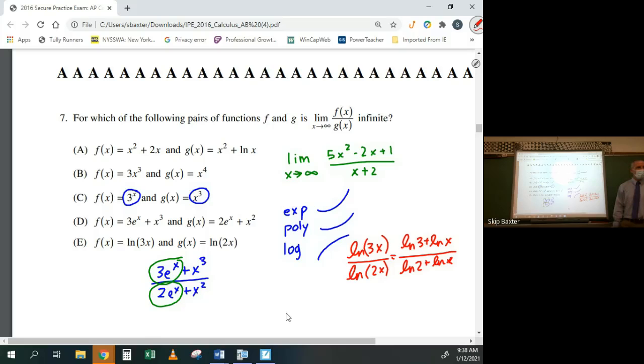Any questions? So when you're taking the limit as x goes to infinity, yes, if it's a rational function, you look at powers of x, but more importantly, you're looking at how fast is it growing? Orders of magnitude, which one's the largest for big numbers? Okay, that's what you're looking for.